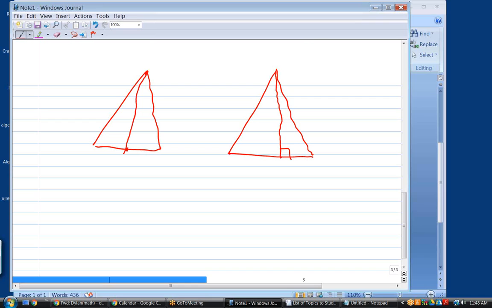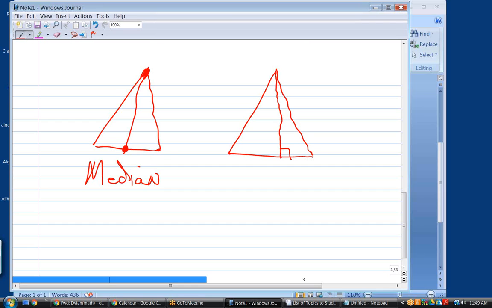One of these is an altitude, one's a median. The one on the left would be median, and the one on the right would be altitude. Why is this called median? Because it splits the triangle into two equal parts, like it splits it in half. No, it does not actually. All a median is, is it goes from any vertex to the middle of the opposite side. Oh, okay. That's what makes it a median.